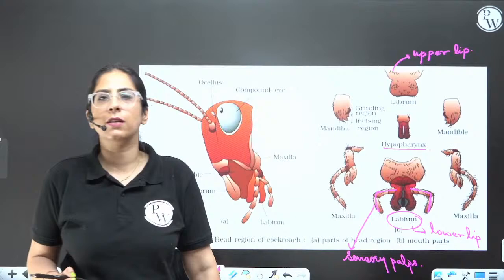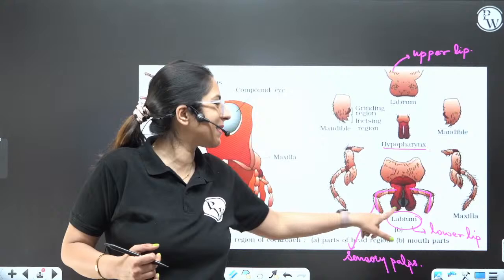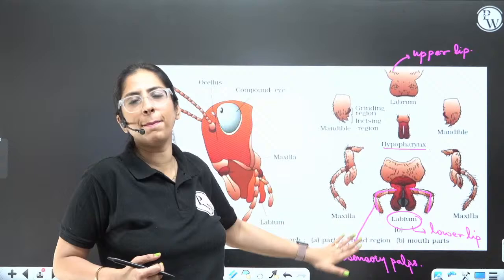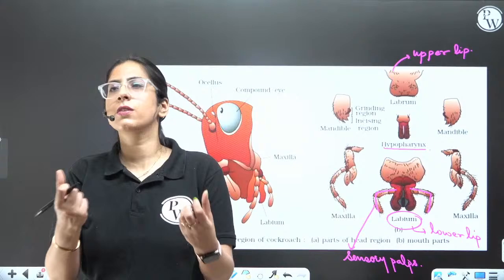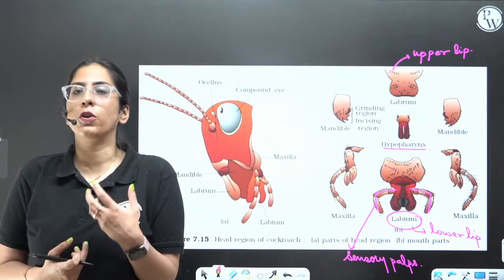Let's read this again. Labrum, labium. On the labium, sensory palps. Okay. Mandibles, hypopharynx, maxillae. Maxillae also have the same, that is, the sensory palps are present. And what's the function of sensory palp? Anyone would like to tell me? Function is to sense, right? So that they can sense in case any predator is coming, or in case they want to eat something. For that sensory action, they have the sensory palps.